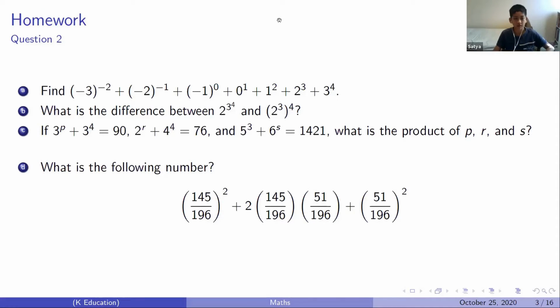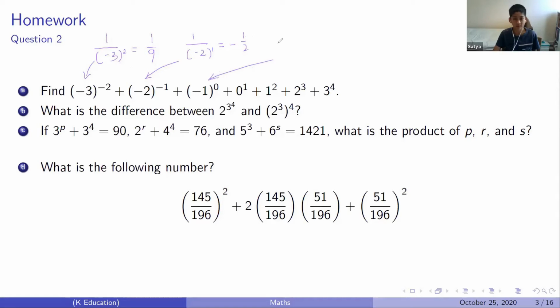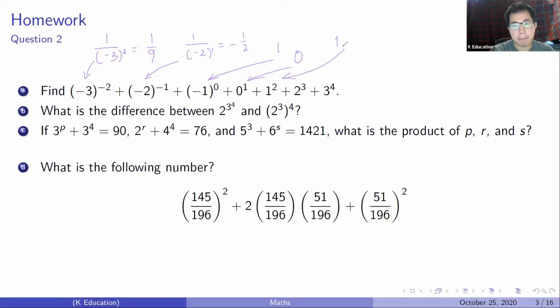I think I got it wrong, but okay, can you first tell me what you got for each term? So for -3 to the power of -2, something along the lines of 1 over (-3) to the power of 2, which is 9. So 1 over 9. Yes, that's right. Then it's -1/2. Yeah, so this is 1 over -2 to the power of 1, which is just, yeah, you're right, -1/2. And then 1. Yeah, this is just 1. And then 0. Yeah. 1. Then 8. Yeah. Then 81. Okay, right.